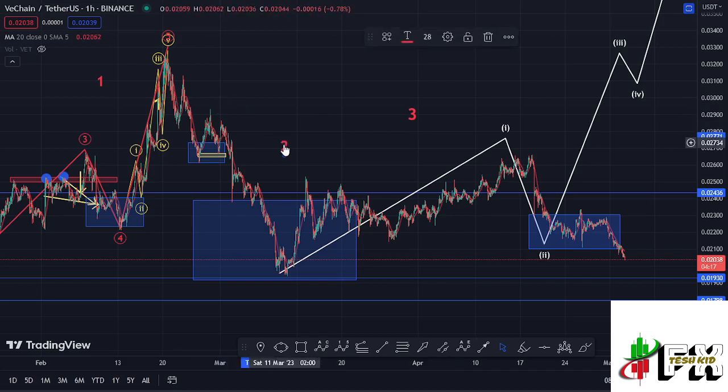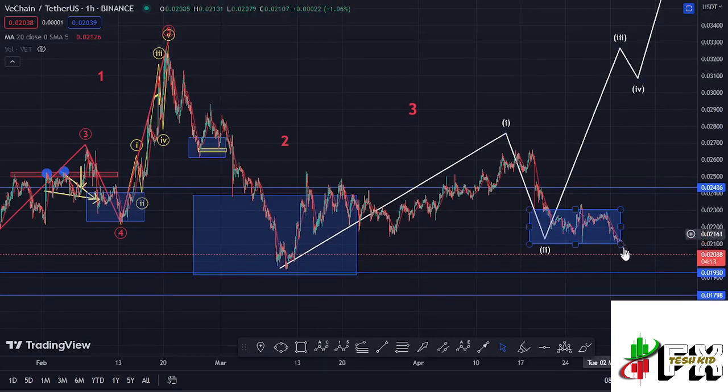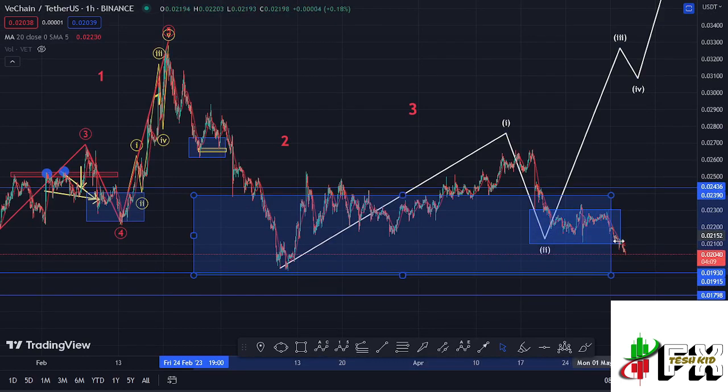In case the breakdown continues, there are high chances that we are going to see a move back into this blue target area, maybe fully maximize that blue target area, and even give us one more new low below the low that we made at around the $0.01942 mark on the 23rd of March. So that is what I'm expecting here on the Vechain chart.